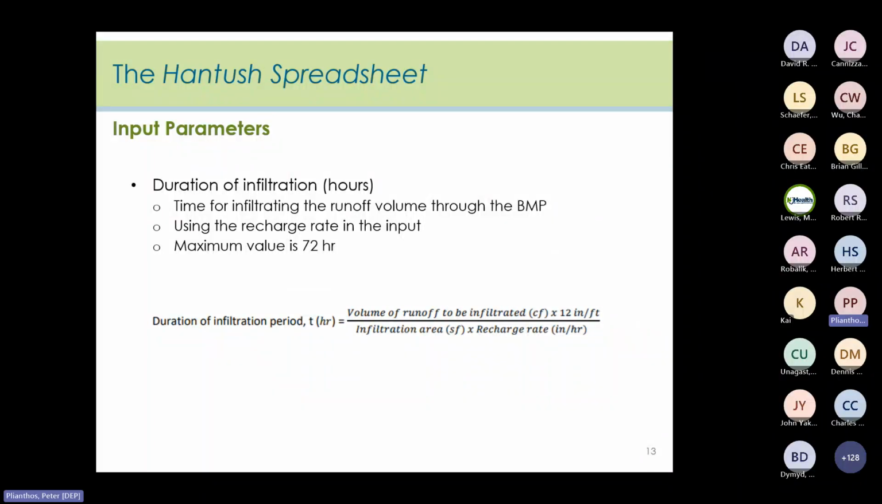The duration of infiltration period, T, is equal to the time required for the BMP to drain the volume of stormwater runoff at the specified recharge rate and is equal to the volume of runoff to be infiltrated divided by the product of the infiltration area and the recharge rate, where the volume of runoff to be infiltrated may be either the runoff volume produced by the water quality design storm or the volume of runoff to be discharged through exfiltration, if exfiltration of runoff during basin routing is used. The maximum duration of infiltration period that may be used in the hand-touch spreadsheet is 72 hours.